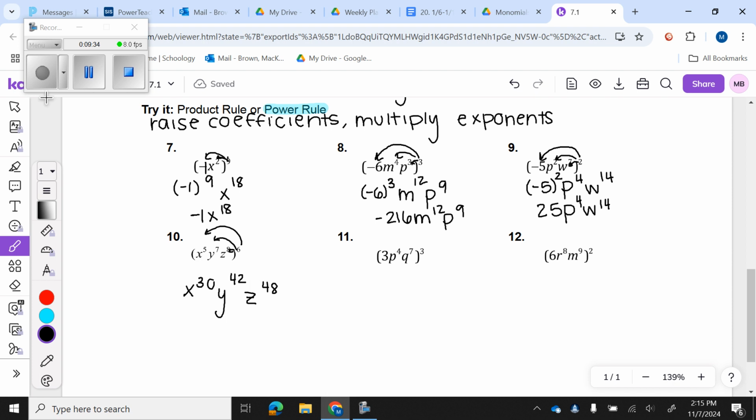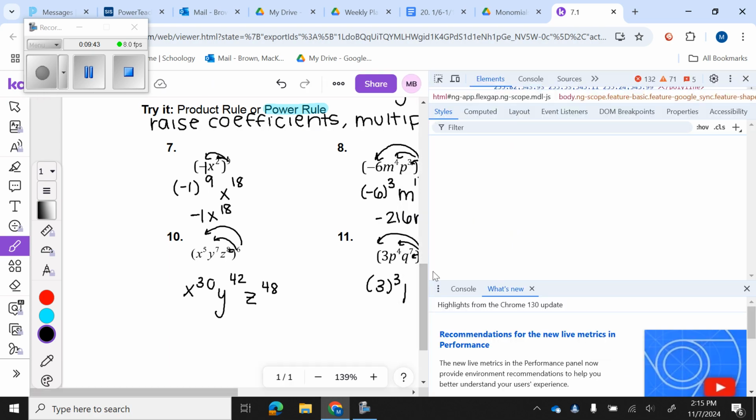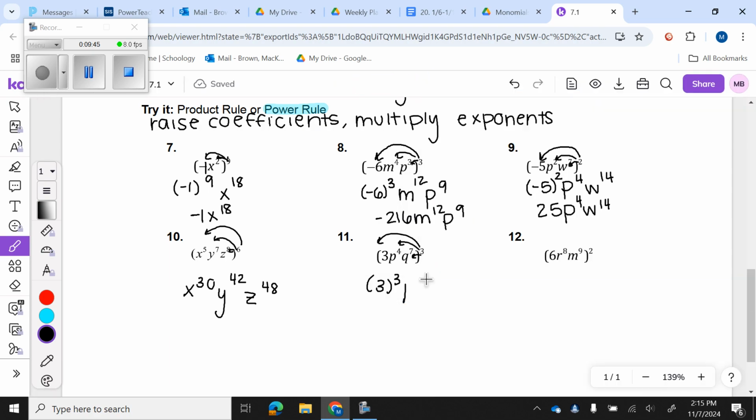All right, same thing on 11. Distribute your 3 to everything. So I'm going to have 3 to the 3rd, p to the, I've got to multiply my exponents, sorry. p to the 3 times 4 is 12, q to the 3 times 7 is 21. Now make sure you go back in and put 3 to the 3rd in your calculator, which is going to give you a 27. p to the 12th, q to the 21st.